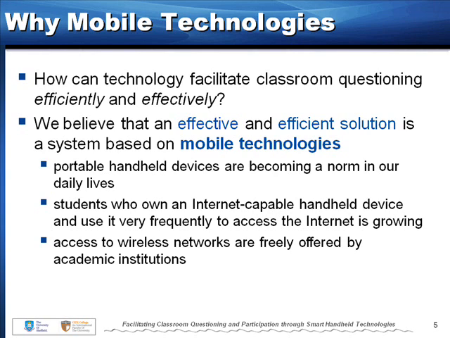First of all, it cannot be argued that using portable, handheld devices such as smartphones, PDAs, and tablets is becoming a norm in our daily lives. Such a trend cannot be ignored in an education setting, especially when the number of students who own an internet-capable handheld device and use it to frequently access the internet is growing rapidly. Academic institutions and educators have realized not only that there is a need to bridge the gap between the way students live and the way they learn, but also that the use of mobile devices on campus can actually enrich the learning experience. eWONDER was designed and developed having these trends in mind.